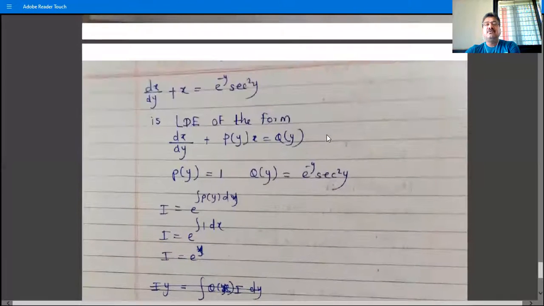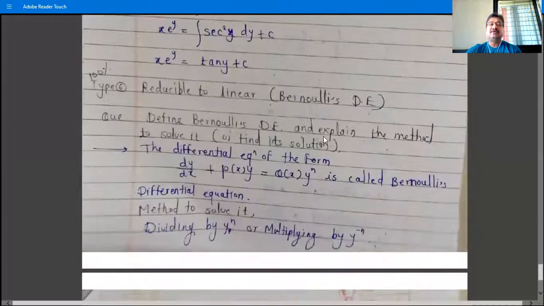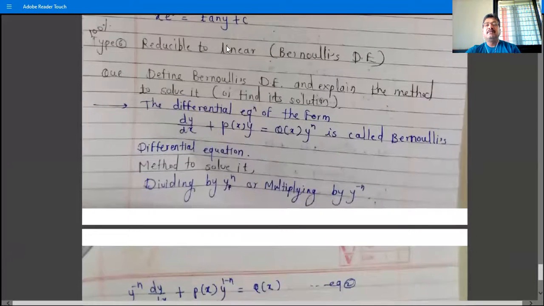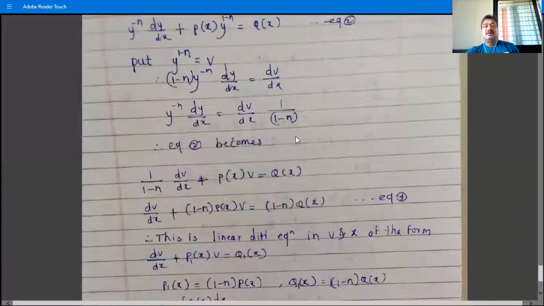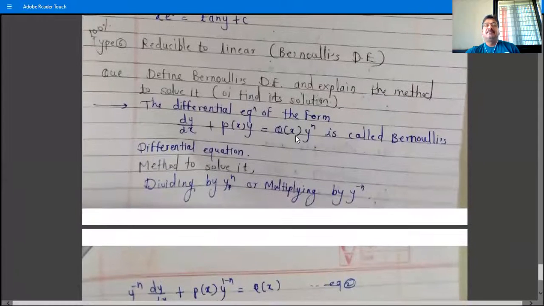And the basic fourth type is what? Linear differential equation, and its subtype is what? Reducible to linear differential equation, also called Bernoulli's equation. So this is the last type of this paper. So we will see this type in the next lecture.